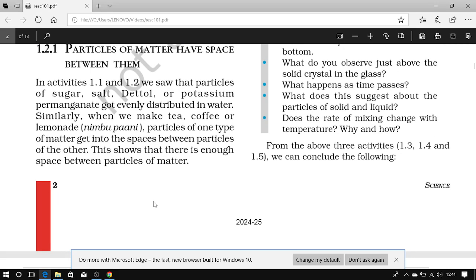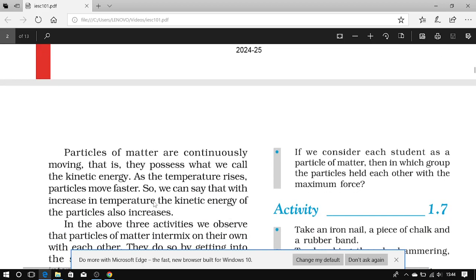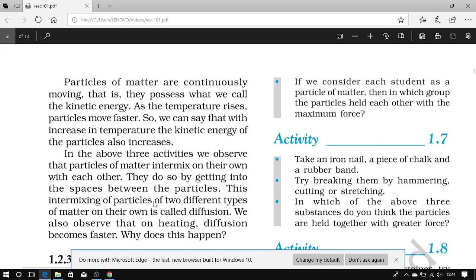So these are the different properties of solids, liquids and gases. From the above activities, we can conclude the following. Particles of matter are continuously moving. That is, they possess what we call kinetic energy. As the temperature rises, particles move faster. So we can say that with an increase in the temperature, the kinetic energy of the particles also increases.